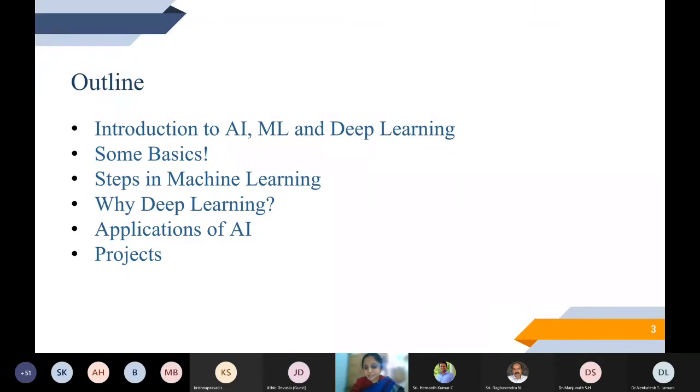And the steps in machine learning: what are the steps involved if you're trying to build a machine learning algorithm? And why deep learning? What is the importance? What is deep learning is what I'm going to be discussing. Most of the time I would be dedicating to the application of AI, and of course I wouldn't be talking about everything, but only around 2-3 small projects which I am currently working on, which involve machine learning and also involve mechanical engineers.